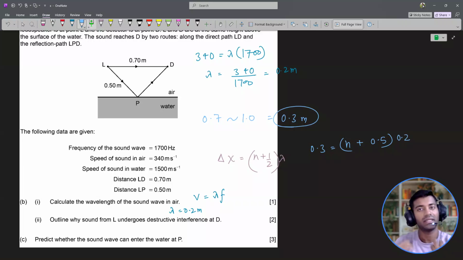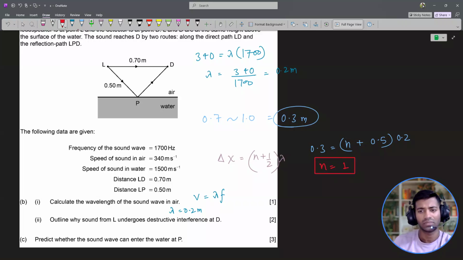Now, we are implementing the condition of destructive interference. If the value of n comes out to be an integer, that will confirm that we are looking at a point of destructive interference, right? So you can directly say n equals 0.3 over 0.2 minus 0.5, so that's 1.5 minus 0.5, so that's 1. N equals 1.